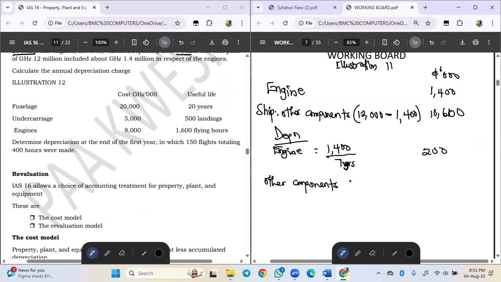Other components will be the 10,600 divided by the whole 25 years, because that one can meet the useful life of the ship as a whole, but the engine is 7 years. So this one, 424. So after everything, you have to add it to get 624. That will be your total depreciation. Please, I hope you understand.